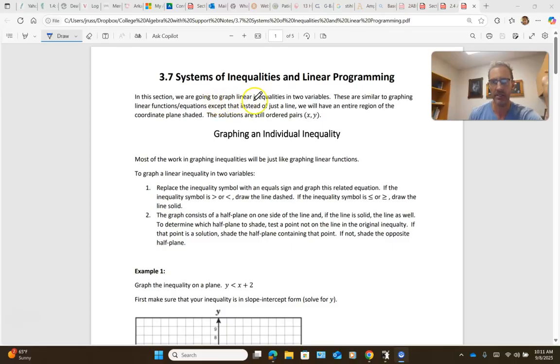inequalities. Except that instead of just a line, we're going to have an entire region of the coordinate plane that's shaded. And that region is going to represent the solutions. So the solutions are still ordered pairs, and there will still be infinitely many of them. They may not be just the ordered pairs that make up the line.